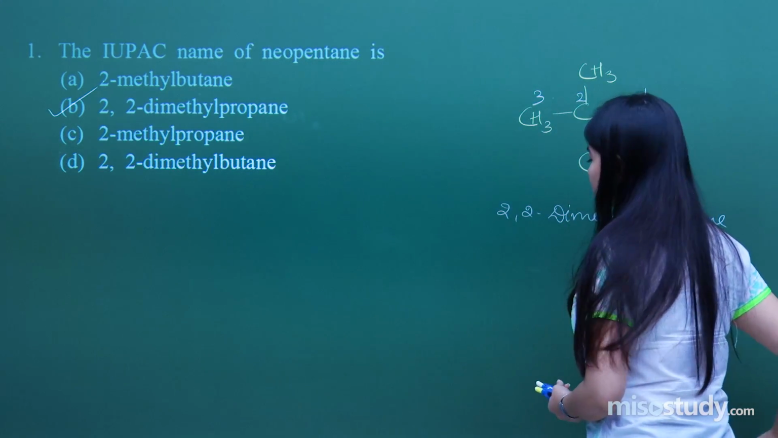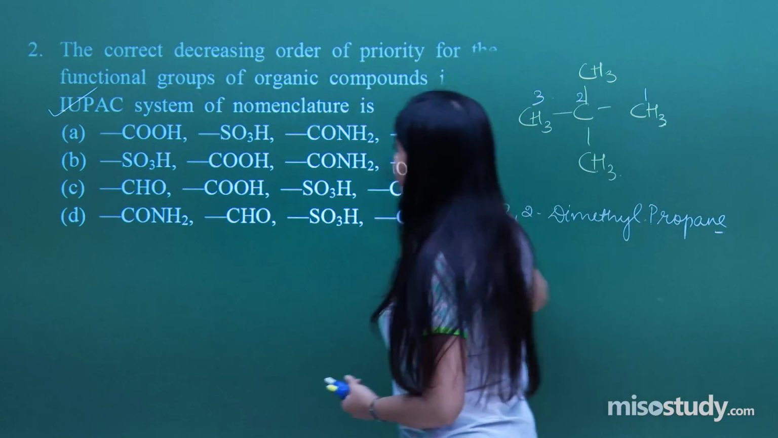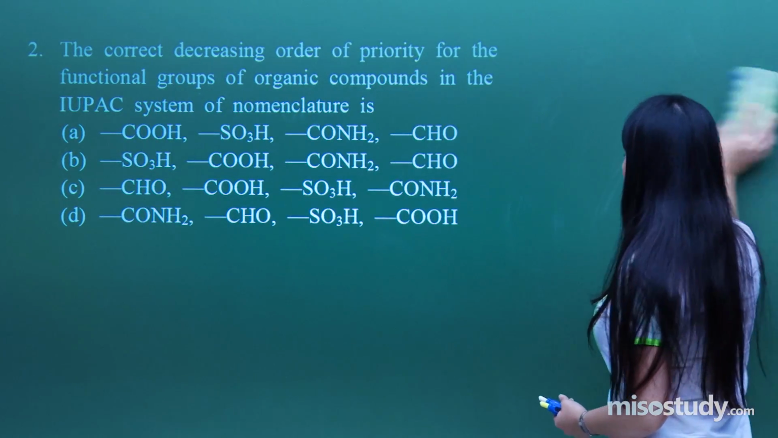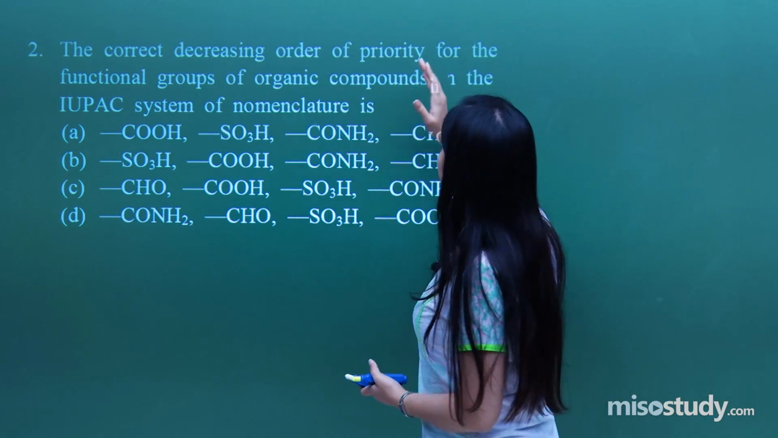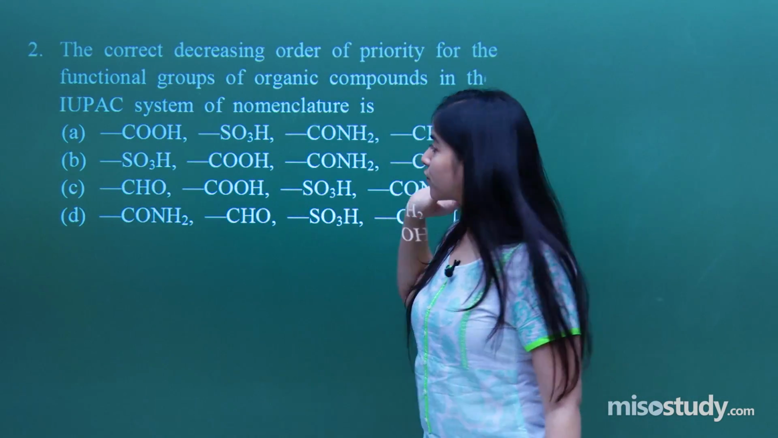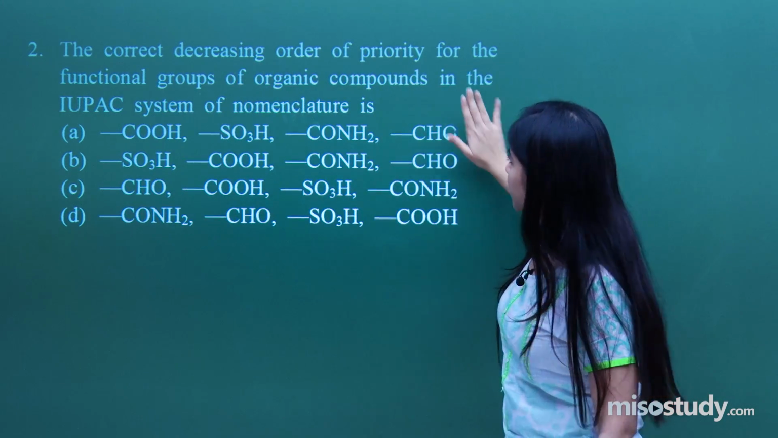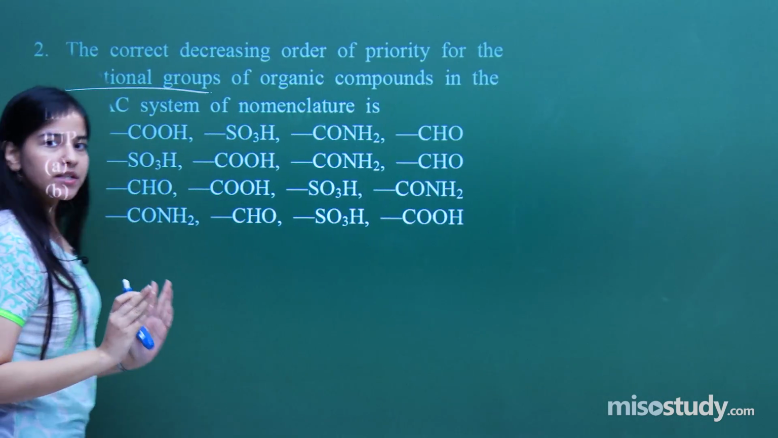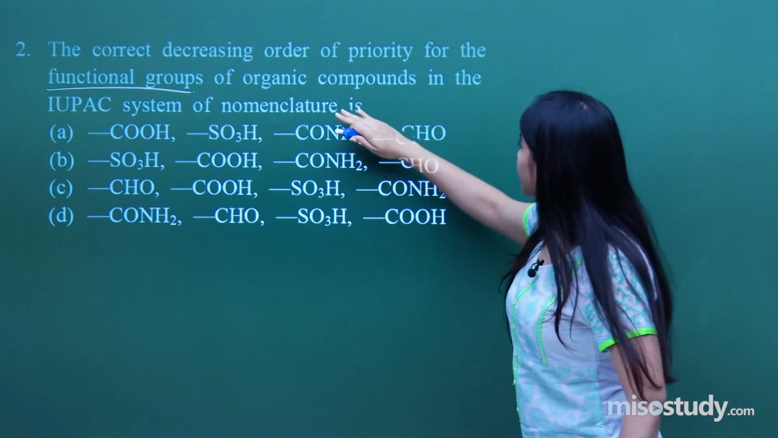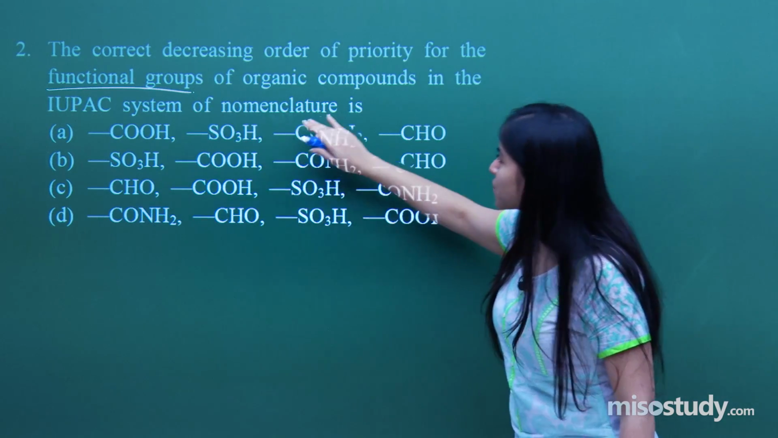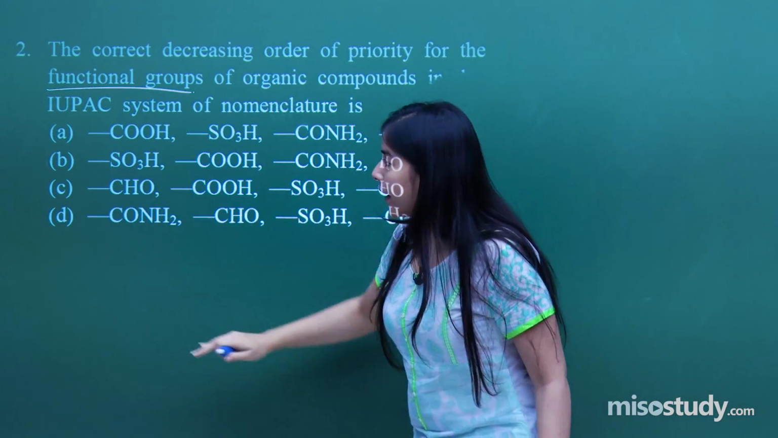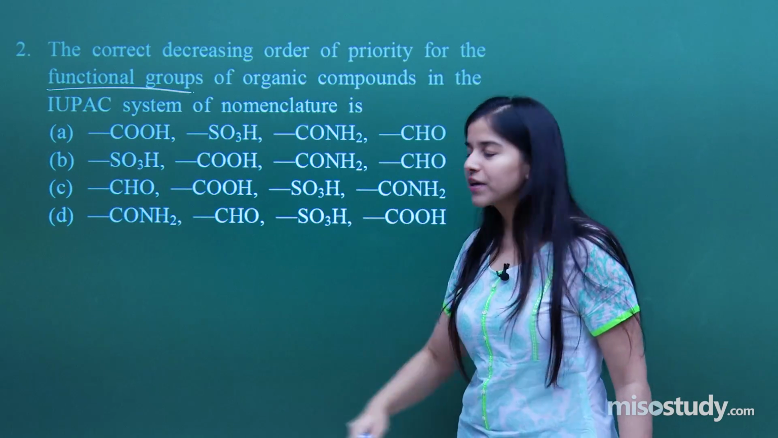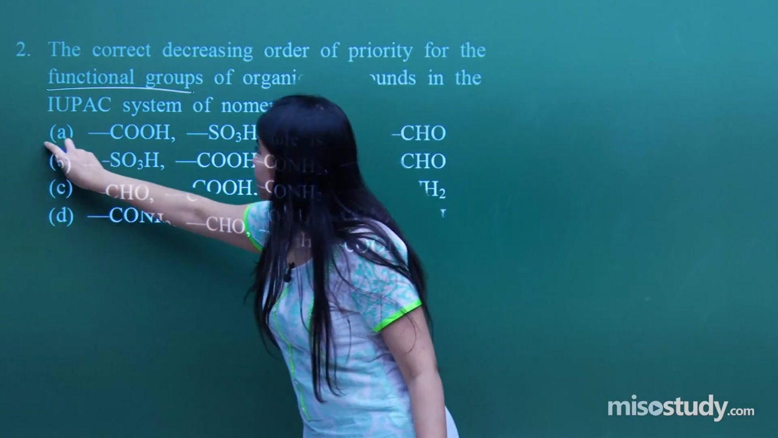Now let's move on to the very next question. What does it say? Now it is asking about the preference order. The correct decreasing order of priority, starting from the highest to the lowest, for the functional groups. Just mark out the keywords in the question every time in order to have a simplification. Organic compounds in the IUPAC system of nomenclature. As we all know, carboxylic acids are always on the higher priority. So we get our answer over here, which is this.